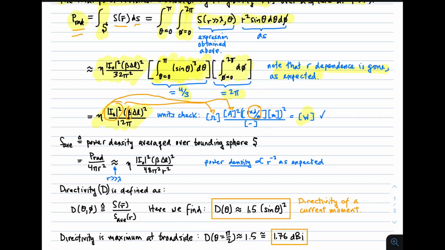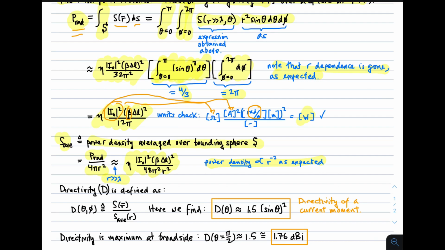Next, we can ask the question, what is the power density averaged over this bounding sphere? We call that the average power density. Well, the average power density over the whole sphere is the total power divided by the area of a sphere, which is 4 pi r squared. So once again, using our expressions for distances which are far from the current moment, we end up simply with this expression, not surprising. Also not surprising is that our 1/r squared dependence is back, because we're talking about now power density, not total power.